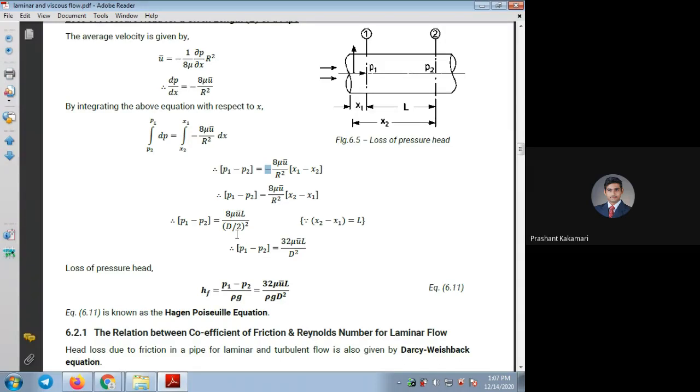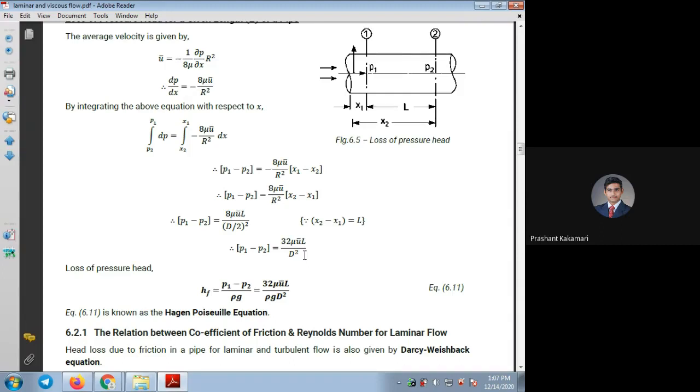Because of this divided by 2 in terms of diameter, now what will the pressure difference be? P1 minus P2 can be written as 4 into 8, which is 32. So 32 mu into u bar into L is the numerator, divided by d square. This equation will define the pressure difference between the flow line, at which points? At point number 1 and point number 2 in the pipe. So if the pressure difference is asked, you can directly use this equation, P1 minus P2 equal to 32 mu u bar L divided by d square.